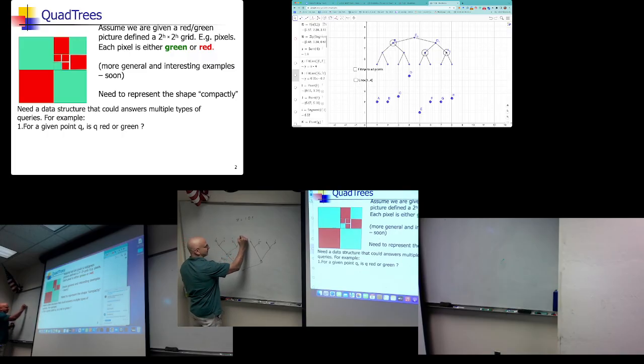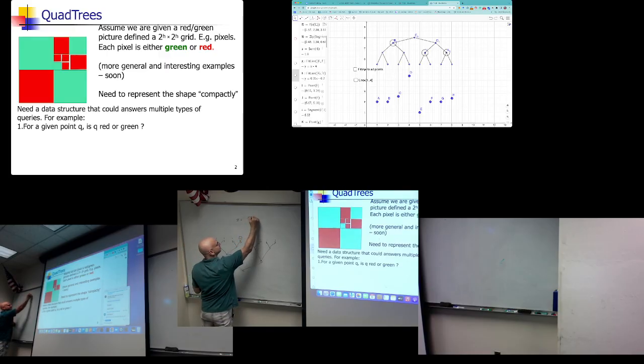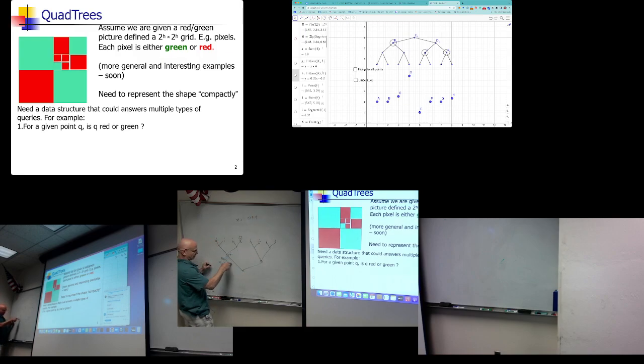X, which is 3, is right here. What is the path to X? Go to the left, go to the right, and go to the right, and that takes you to 3.